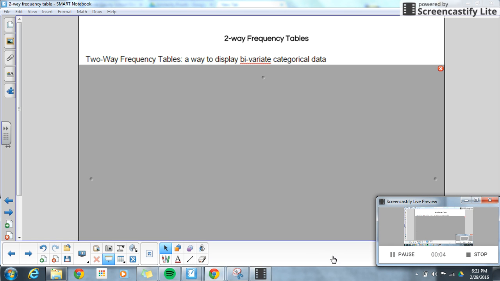Alright, so today what we're going to do is take a look at two-way frequency tables, also called contingency tables. This is a way to display bivariate categorical data. Now that sounds pretty fancy, but bivariate just means two variables, and categorical just means we're going to be in categories. So it's not necessarily going to be a number answer like how many brothers do you have, how many sisters do you have, but it's going to be like your favorite color.